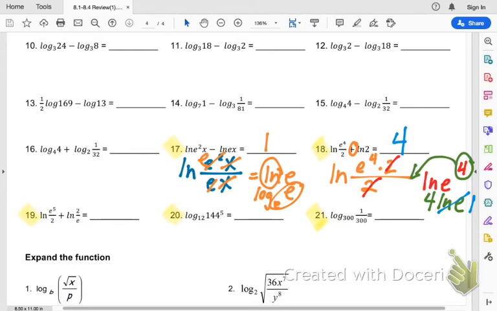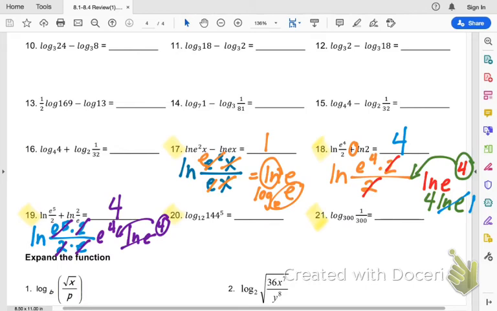Do the same kind of thing on number 19. So this combines to be natural log e to the 5th times 2 over 2 times e. I reduce, 2's cancel. E to the 5th over e becomes e to the 4th. And from there, I'm left with the same kind of answer. So natural log e to the 4th, the 4 jumps out front. This becomes 1. So my answer is 4.